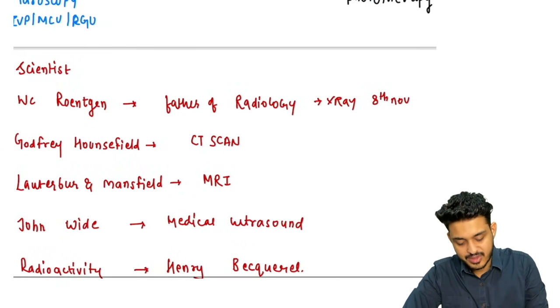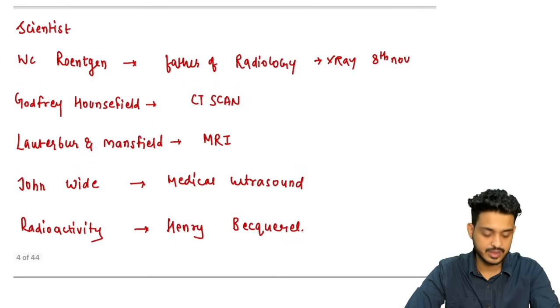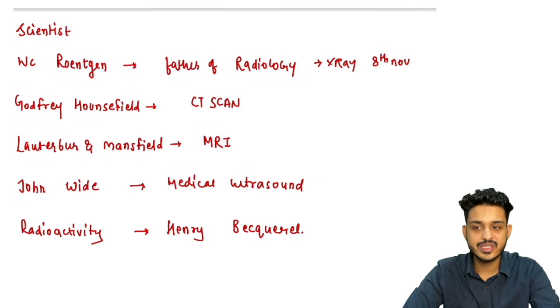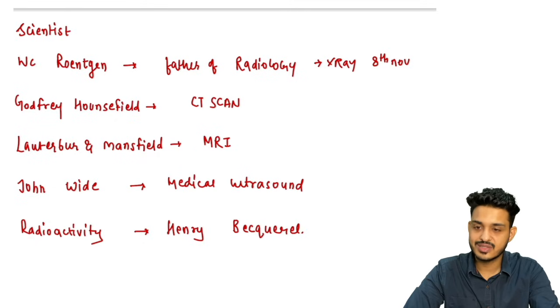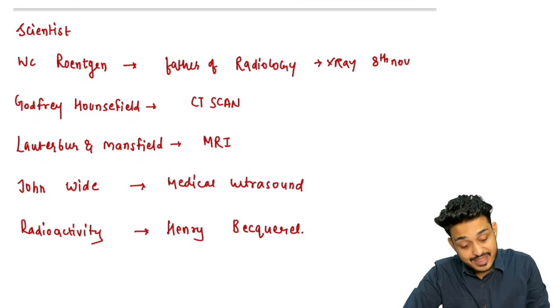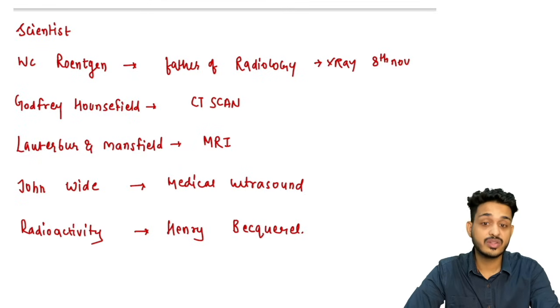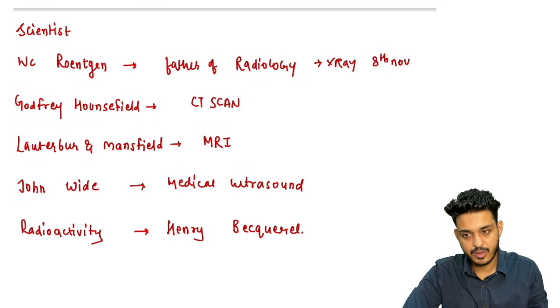Now we have some scientists. What are the important scientists who have discovered important things? The first one, also known as the father of radiology, is W.C. Roentgen. He discovered X-ray on the 8th of November, so the 8th of November is also celebrated as World Radiology Day.